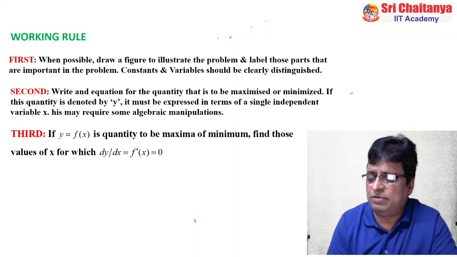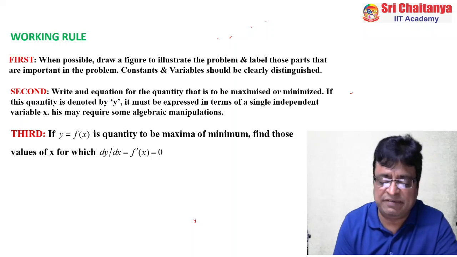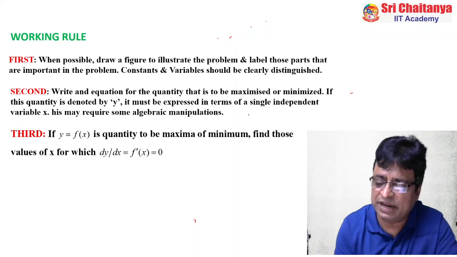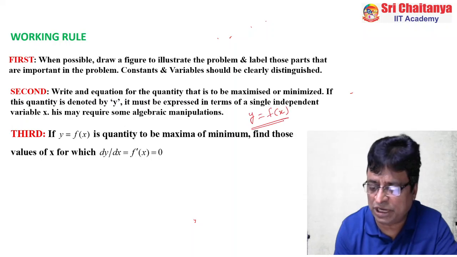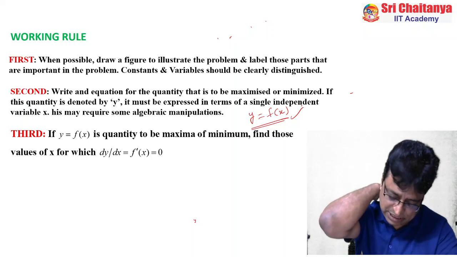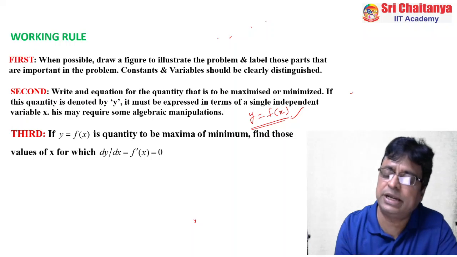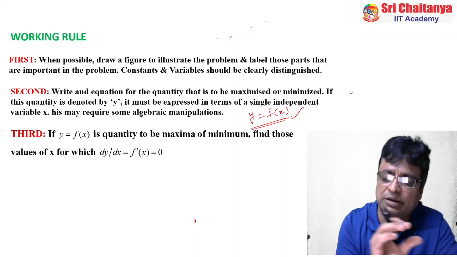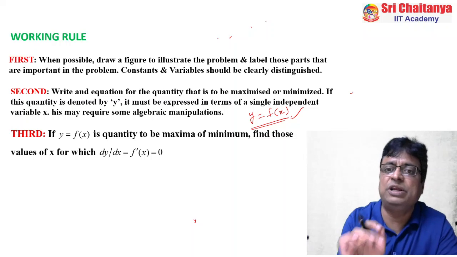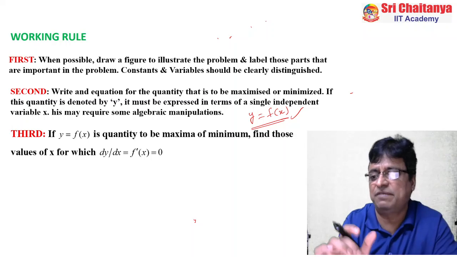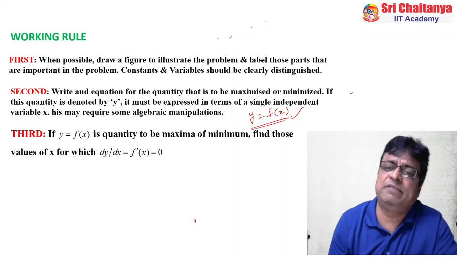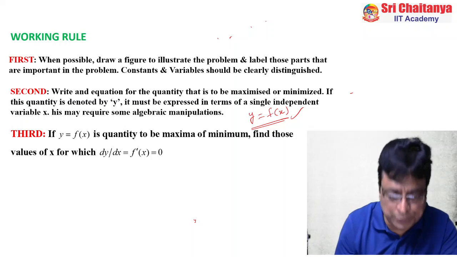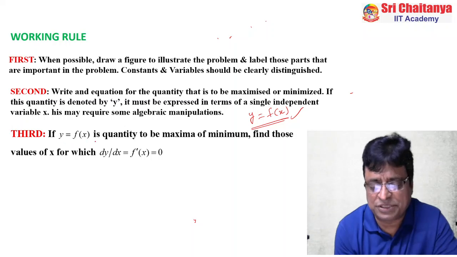Suppose, second step: y is equal to some function in x and y is given. You express that function as a single variable function. That means you write the function in the form y is equal to f of x only, because as long as we are dealing with all these things, the function is in the form y is equal to f of x. That means x is the independent variable and y is the dependent variable.